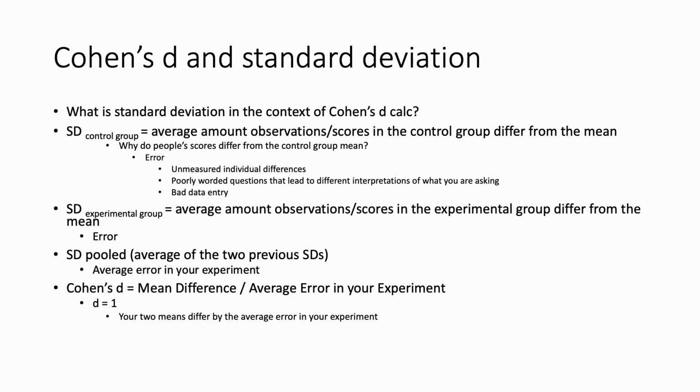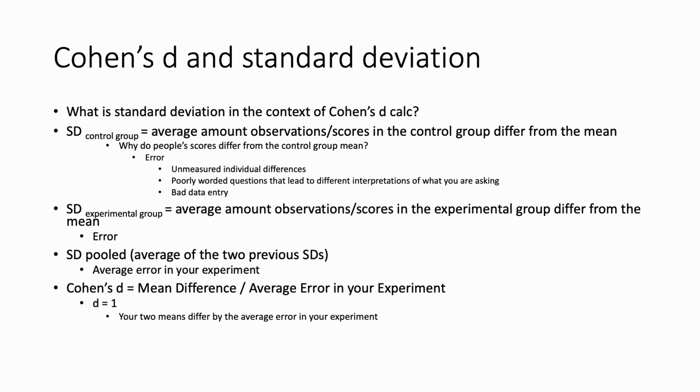So we need to understand, well, what's the standard deviation in my control group? What's the standard deviation in my experimental group? Let's talk about that. The standard deviation in my control group is the average amount observations or scores in the control group differ from the mean. You should get that from the previous slide, and everybody needs to get that.